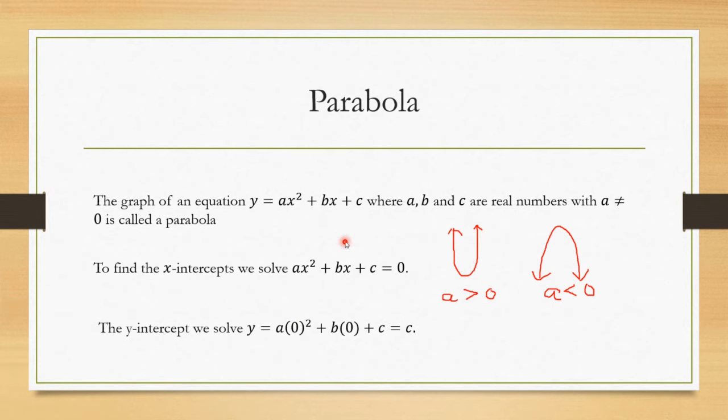Now the parabola is going to look something like this no matter what a, b, and c are. If a is positive, it looks something like this. If a is negative, it looks something like this. Of course, the way the graph looks exactly will depend on what a, b, and c are. But it's going to have this general shape.